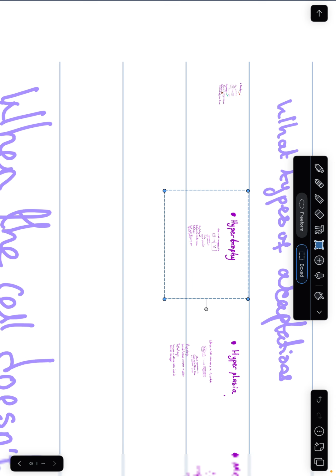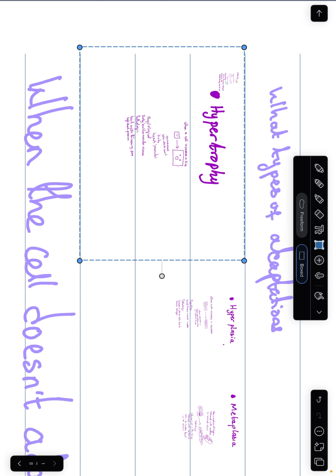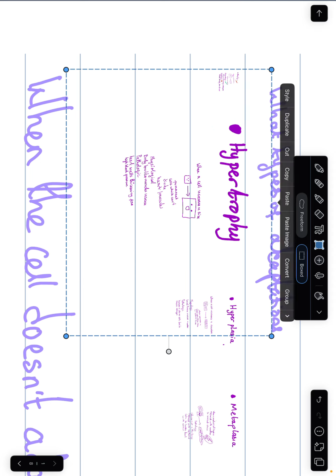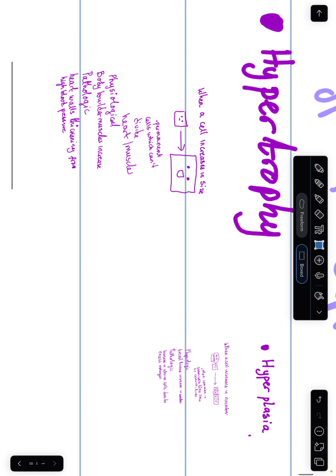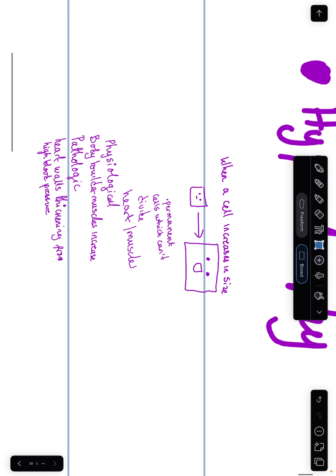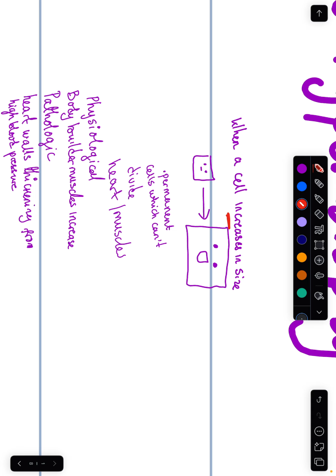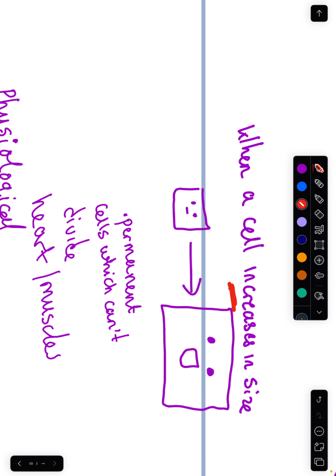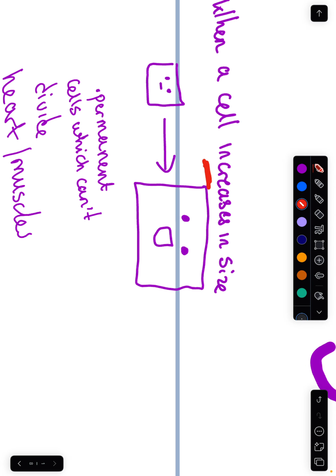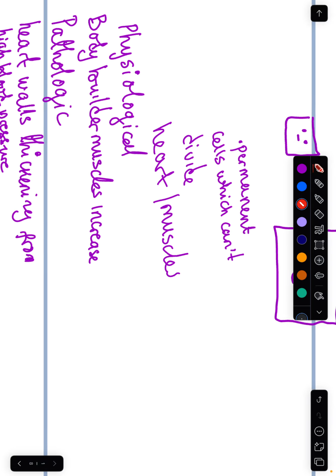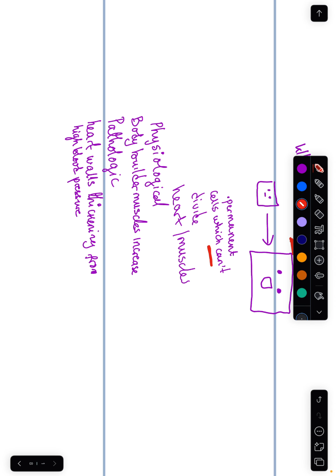Now we're going to talk about hypertrophy. Hypertrophy is basically when a cell increases in size. So you go from being a small cell to being a big cell. This usually happens in permanent cells that cannot divide. Cannot divide being the key word here.